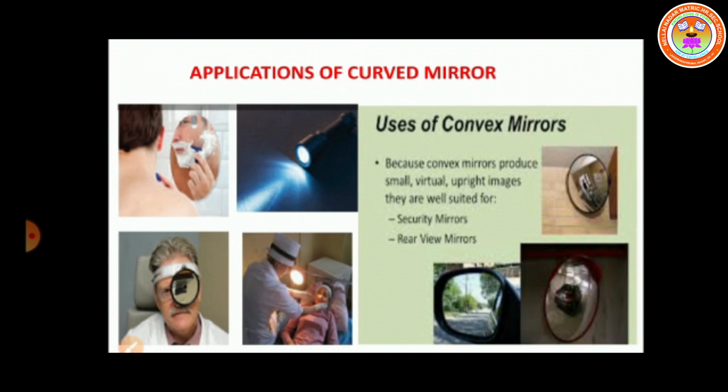Second, they are used in torches, searchlights and headlights, as they direct the light to a long distance. So concave mirrors are used for the torchlight. Third, they can collect the light from a larger area and focus it into a small spot. Hence, they are used in solar cookers.